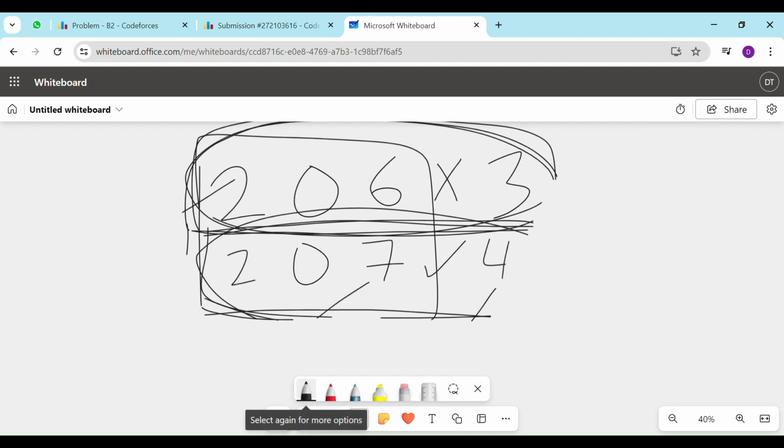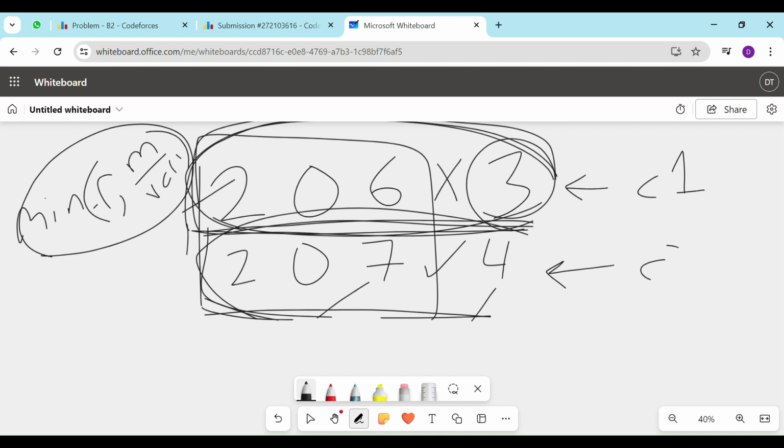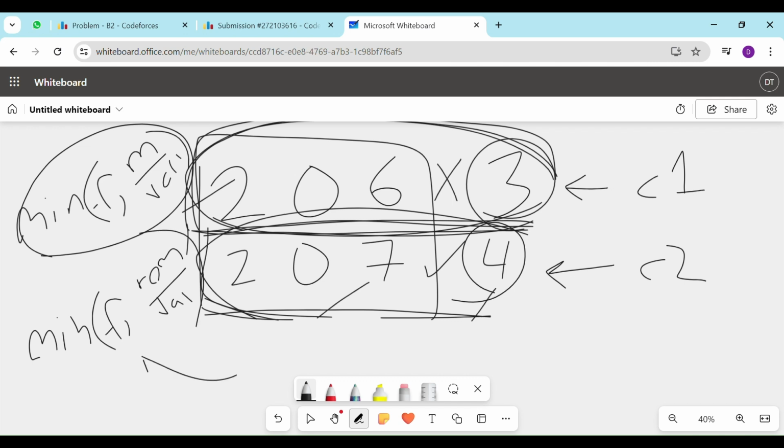First of all, the number of pickings of 206 will be the minimum of this frequency and m divided by the value 206. Then I will remove and find how much m is left. Let's say I am taking C2 amount of 207. Then the amount of 207 taken would be the min of the frequency of this and the remaining m upon 207. Now I will calculate how much more I still have left.